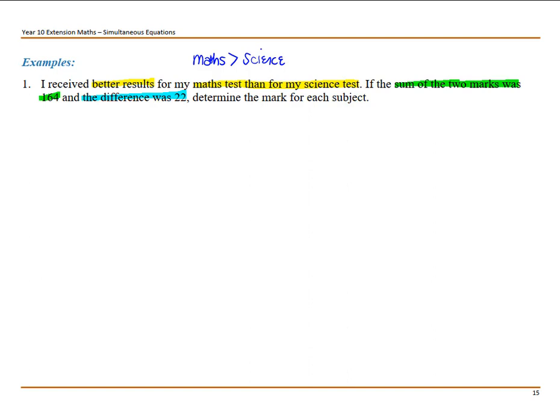So first of all, we have to define our variables. Now we're looking for the mark for each subject. So let mark for maths be M and science be S. Make sure your S looks different to a 5.